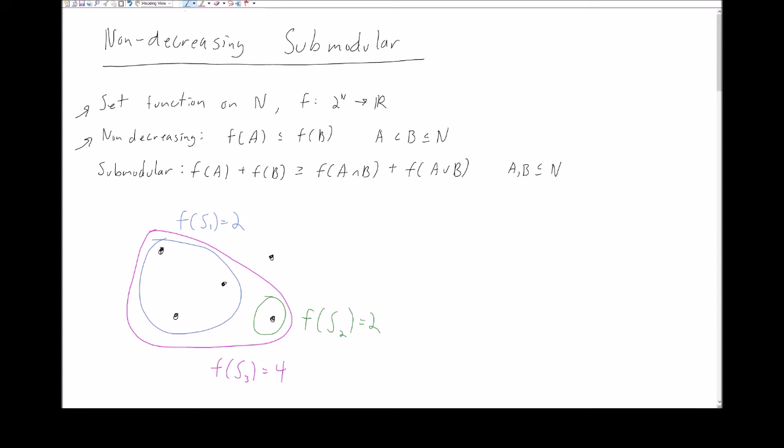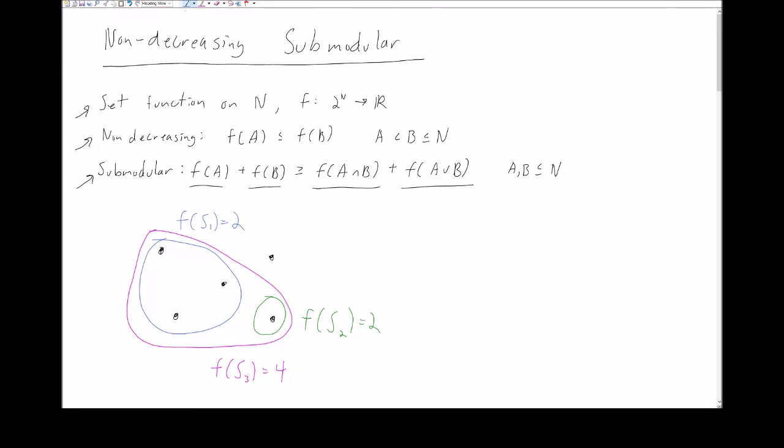The function is also going to be submodular. That is, if we have two sets A and B, the function evaluated at A plus the function evaluated at B is going to be greater than the function evaluated at the intersection of these two sets plus the function evaluated at the union of these two sets. We're going to give an idea of what submodularity actually means. Non-decreasing should be pretty straightforward. Larger sets get larger values.